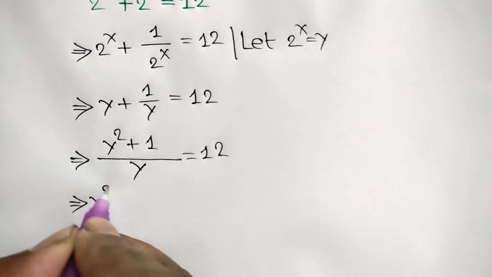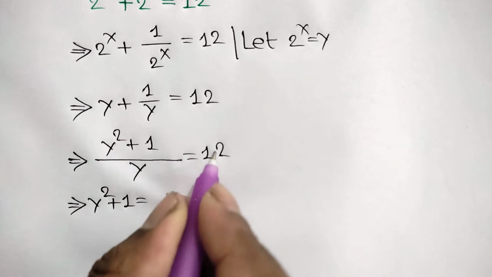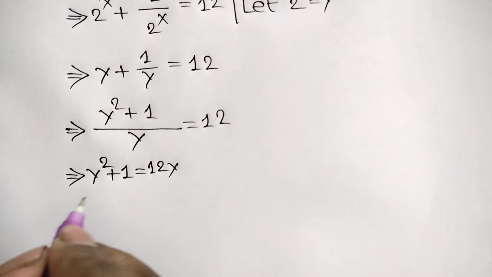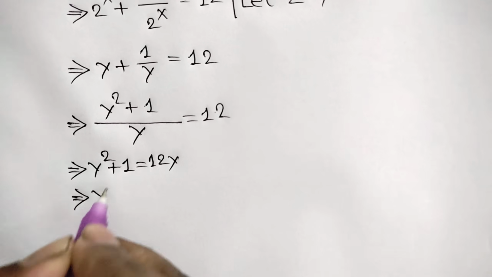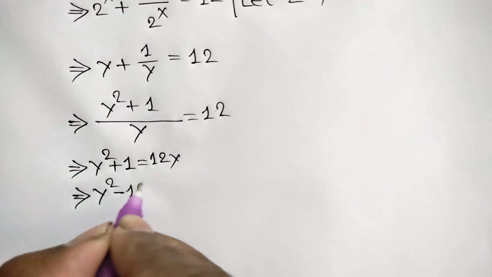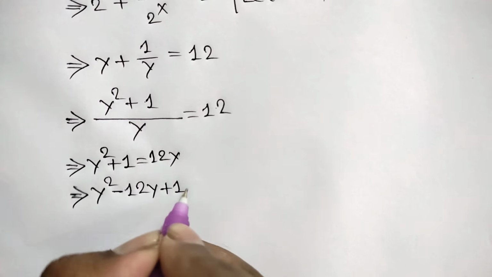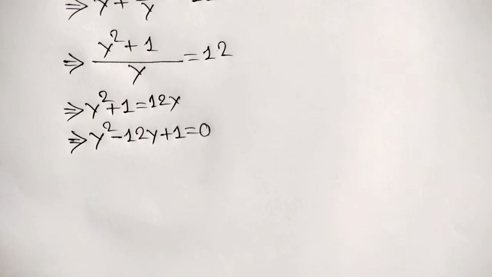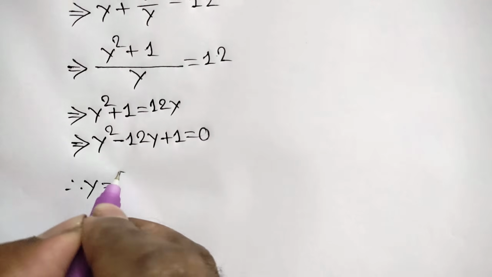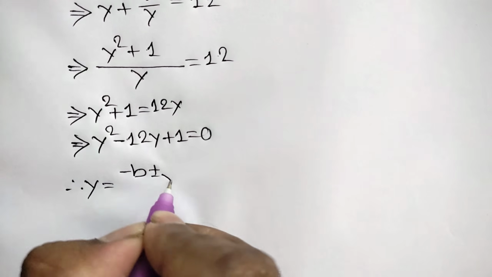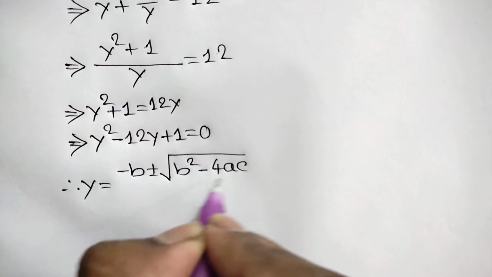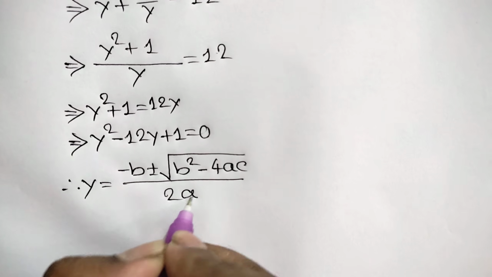Or y square plus 1 is equal to 12 times y, which is 12y. Now taking this 12y to the left side, we will get y square minus 12y plus 1 is equal to 0. Now this is a nice quadratic equation, so we can write y is equal to minus b plus or minus square root of b square minus 4ac over twice a.